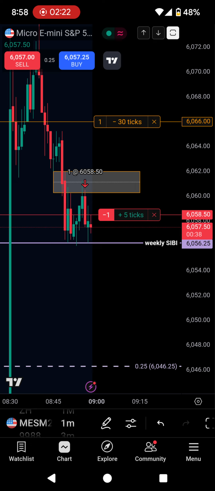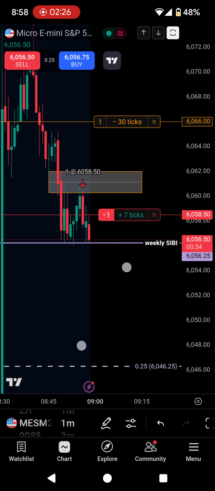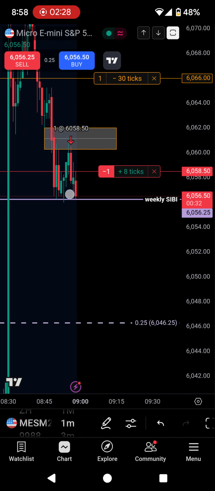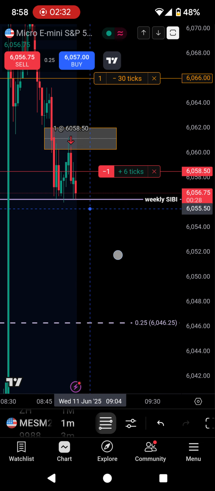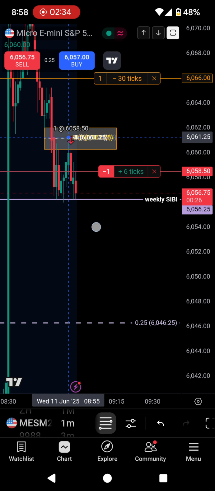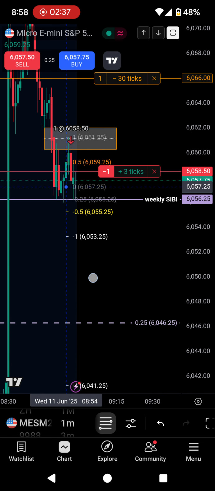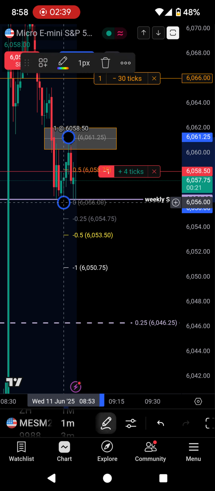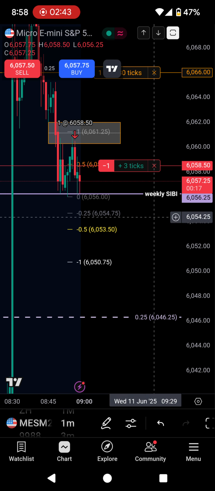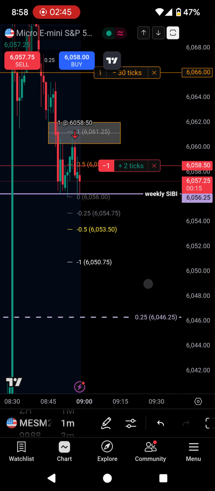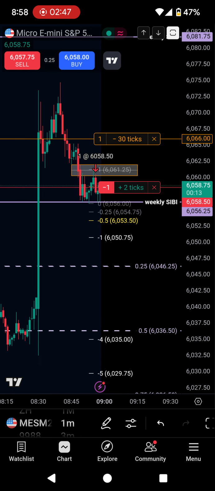Okay, so here is the 3-minute fair value gap. As you can see, the 3-minute fair value gap is literally a balanced price range there, and here I'm going to use my tool and draw out the fulcrum point. We're going to get the 0.25 level, then the 0.5 level and the -1 level. So that's what I'm eyeing.